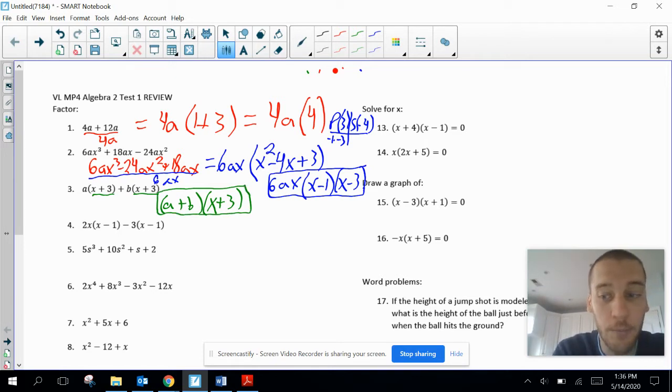Same thing on number 4. They're both being multiplied by x minus 1. I want to make sure that you just see that this negative is important right here. So since they're both being multiplied by x minus 1, I can just write the first term. So we've got 2x and negative 3. Those are both being multiplied by x minus 1. Final answer right here.